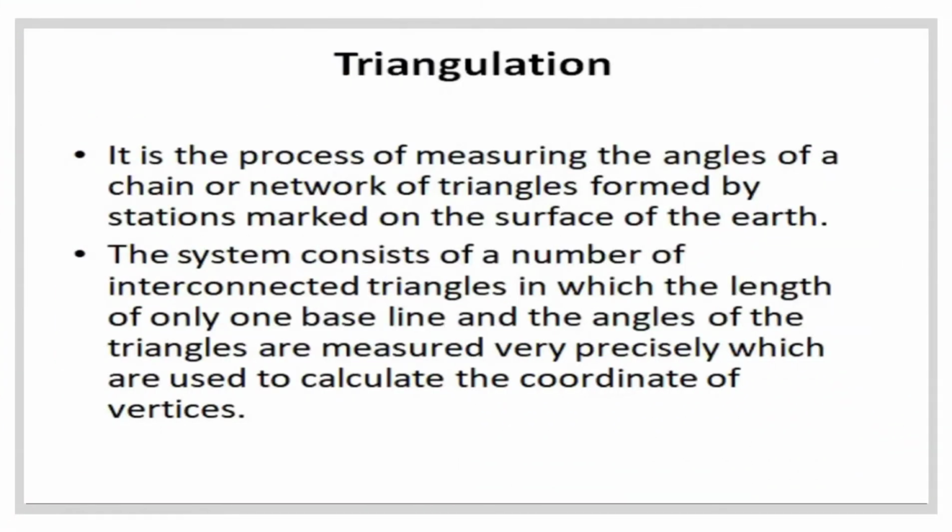First, let's start with the definition of triangulation. Triangulation is the process of measuring the angles of a chain or network of triangles formed by the stations marked on the surface of the Earth. The system consists of a number of interconnected triangles in which the length of only one baseline and the angles of the triangles are measured very precisely, which are used to calculate the coordinates of vertices.